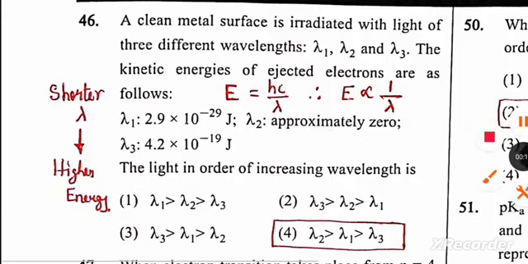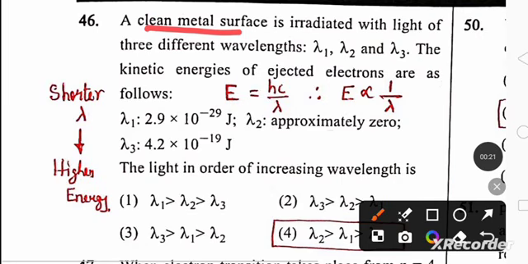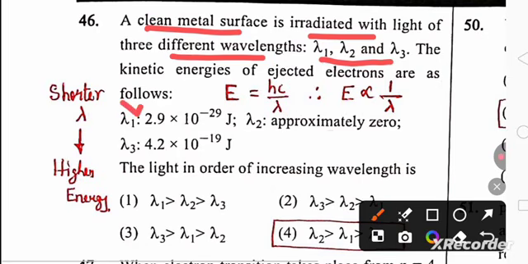So we have first question here. A clean metal surface is irradiated with light of three different wavelengths, lambda 1, lambda 2 and lambda 3. The kinetic energies of ejected electrons are as follows. Lambda 1: 2.9 into 10 raised to power minus 19 joules. Lambda 2 is approximately 0 and lambda 3 is 4.2 into 10 raised to power minus 19 joules.